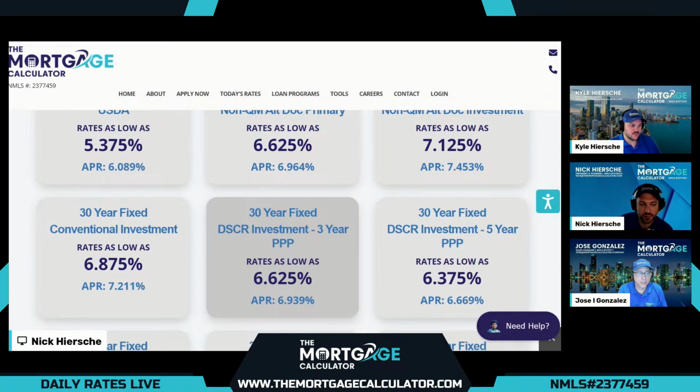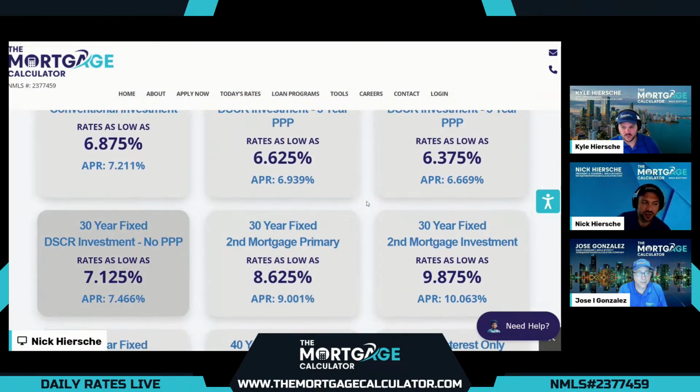First up is our option with a 3-year prepayment penalty, which is pretty standard. Rates come in today, 6.625, final APR 6.939, which is beating conventional. Absolutely amazing to have DSCR beating conventional. And we even have some programs that allow a 5-year prepayment penalty to get the rates even better. Rates as low as 6.375, final APR 6.669. Again, beating conventional, absolutely amazing.